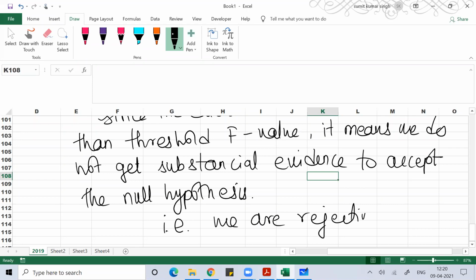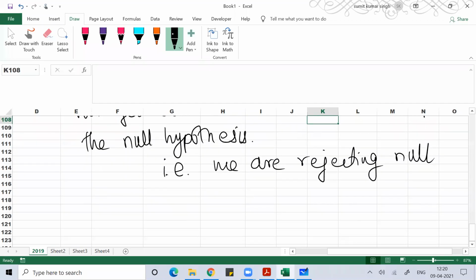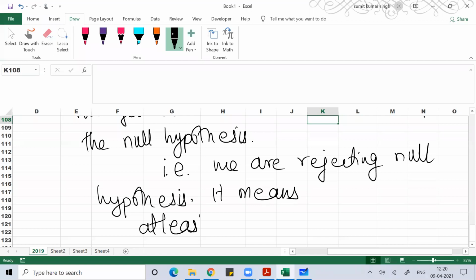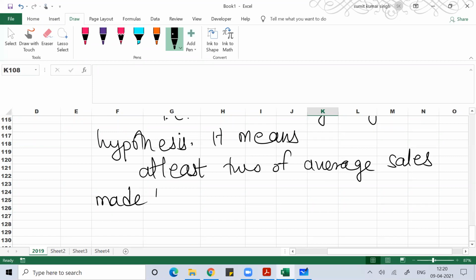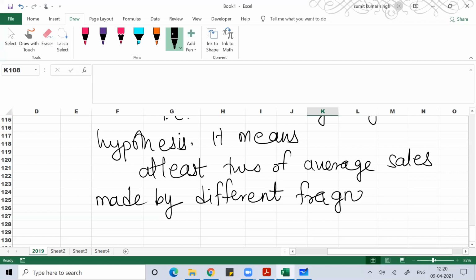We are rejecting the null hypothesis. So if you are rejecting the null hypothesis, what does it mean? It means at least two of the average sales made by different fragrances may not be equal.